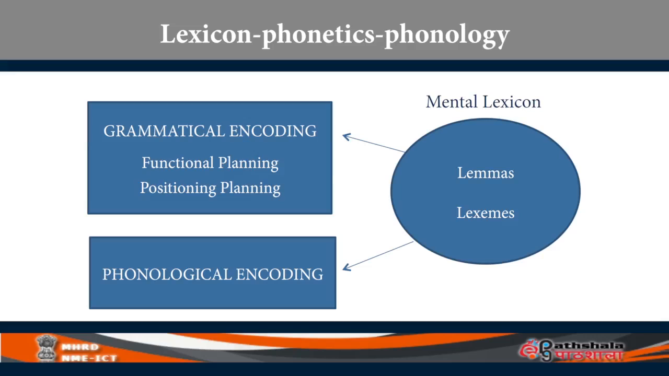So anyway, based on the speech error data, one of the earliest models was developed by Garrett. In this model, to your right is the mental lexicon, and Garrett says that before we can produce a sentence, a distinction must be made between grammatical encoding and phonological encoding. Remember, phonology has to do with sounds. Grammatical encoding is at a higher level, and then comes phonological encoding. Grammatical encoding involves functional planning and positional planning.